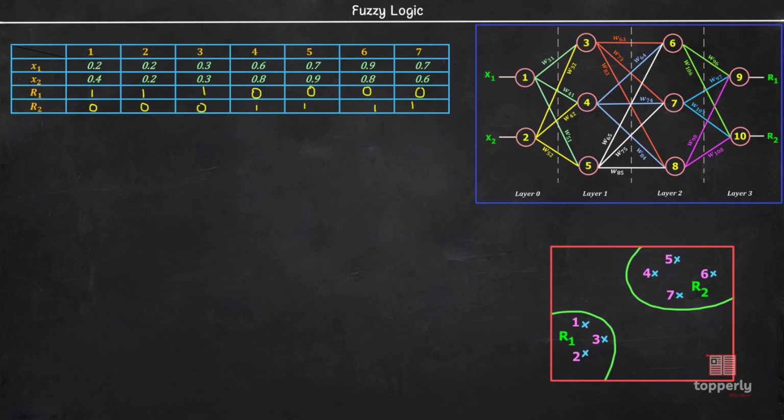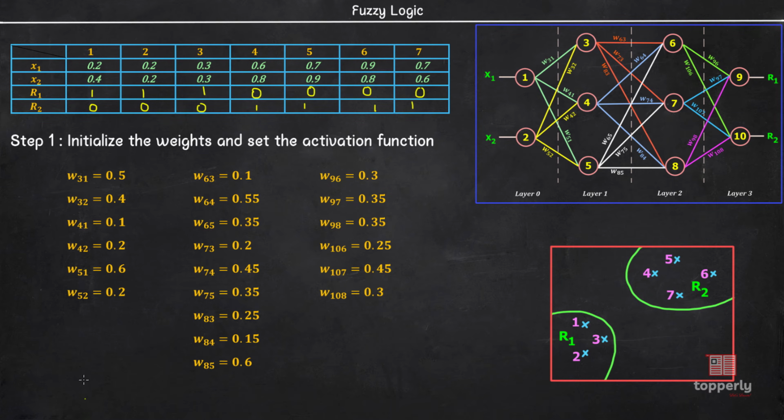Next, let us initialize the weights like this. These are randomly chosen values. You can use any other values if you want. Also, let us use sigmoid function as our activation function. So, phi of v is equal to 1 by 1 plus e raised to minus v. And we will define the output of the 9th neuron as the membership value in R1 and the output of the 10th neuron as the membership value in R2.